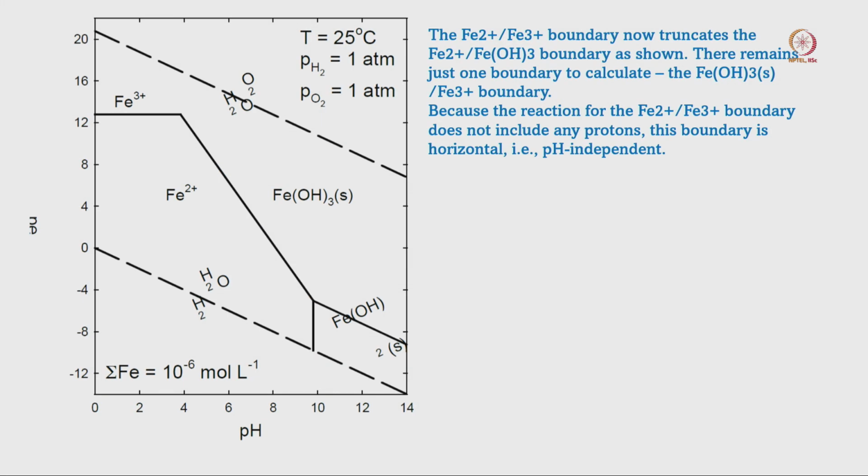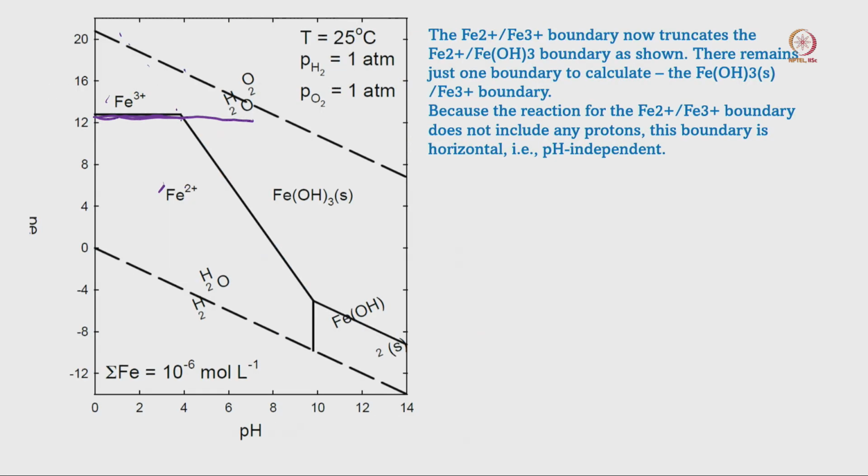So, you draw a line, Pe is equal to 12.84. Here it truncates again this line. So, you remove this line and you say okay, this is now my Fe3 plus and Fe2 plus boundary. Above this, my Fe2 plus will always move towards the Fe3 plus state. So, it is a pH independent boundary. Below this Pe it is Fe2 plus, above this Pe value it is Fe3 plus.